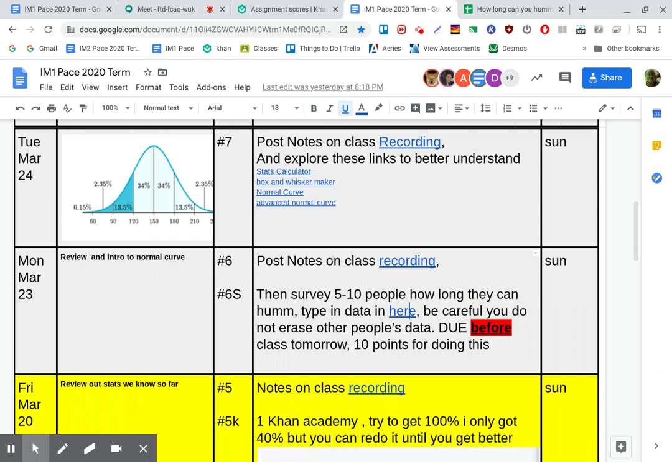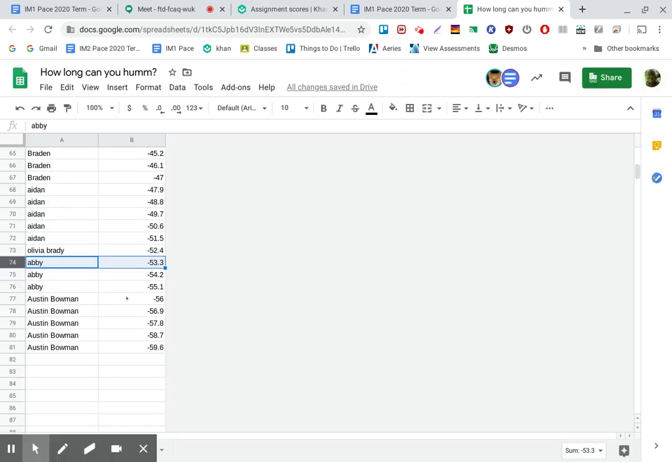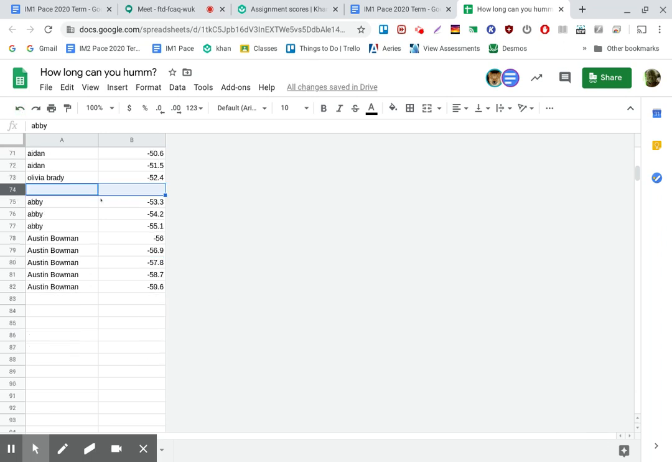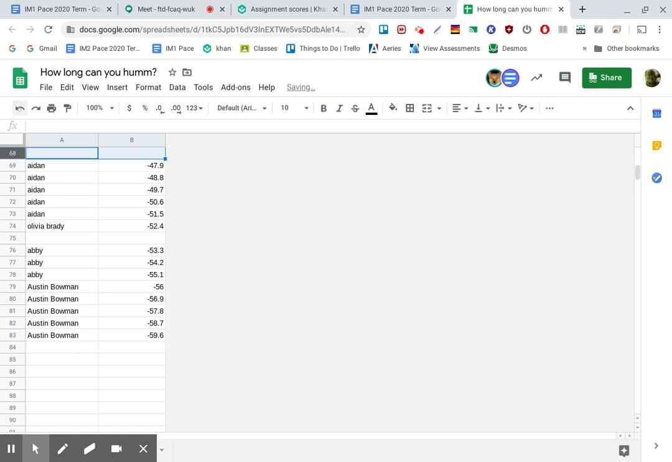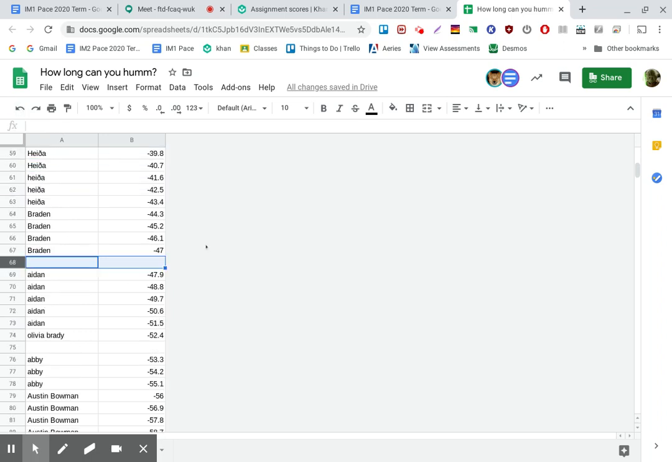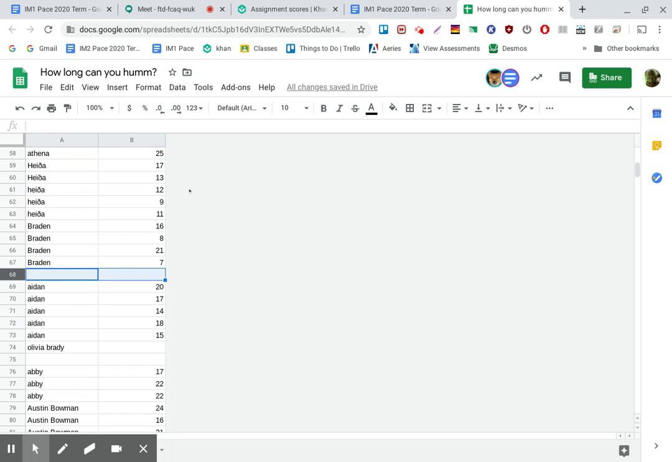Let's go. Wait, why is a bunch of the data negative? Let's find out. Oops, hold on. Let me undo some stuff, all right? Did I do something wrong? No, I think because I put it all in, and it says the median is negative 24.5. How can you hum for negative seconds? That's all right. Let's undo some things. Can you press undo on yours and see if you get the data? There we go. All right. That's probably me.